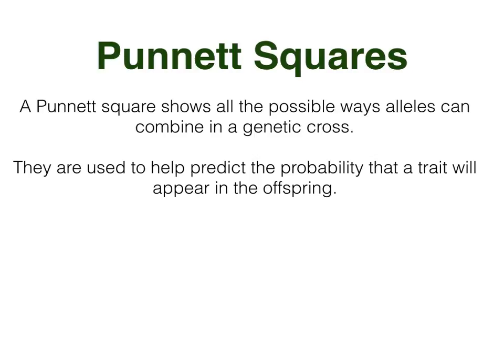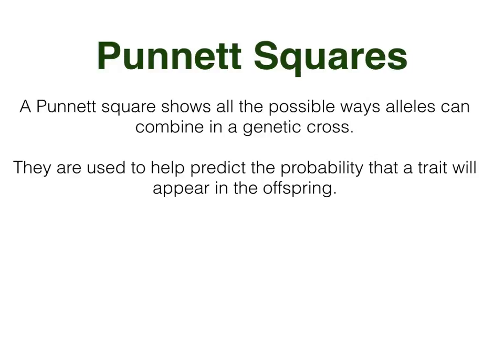Sorry, I added an extra slide there. So we're going to talk about Punnett squares now, and we did a few Punnett squares before Christmas break, but a Punnett square is a way to visualize some of these probabilities. A Punnett square shows all of the possible ways alleles can combine in a genetic cross.